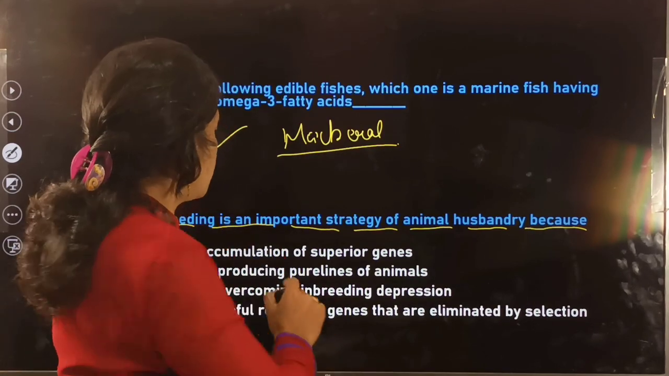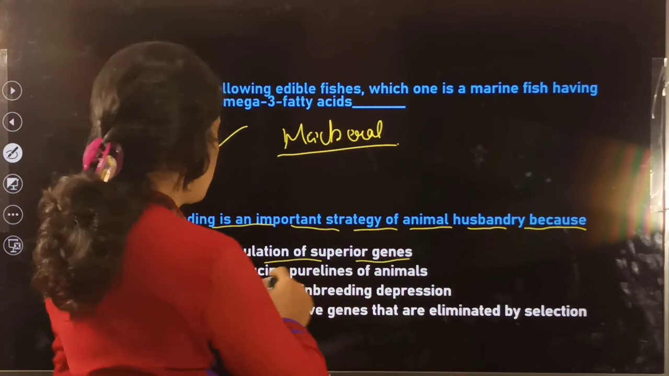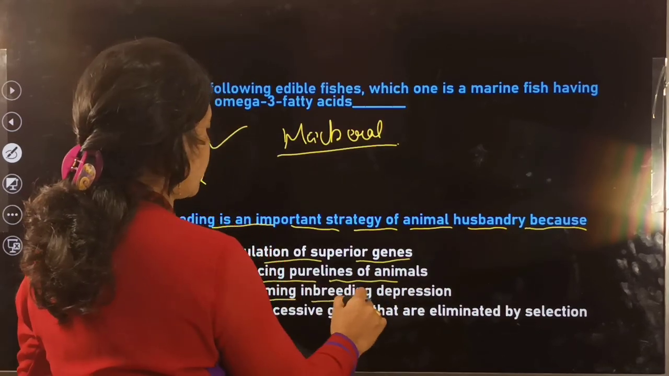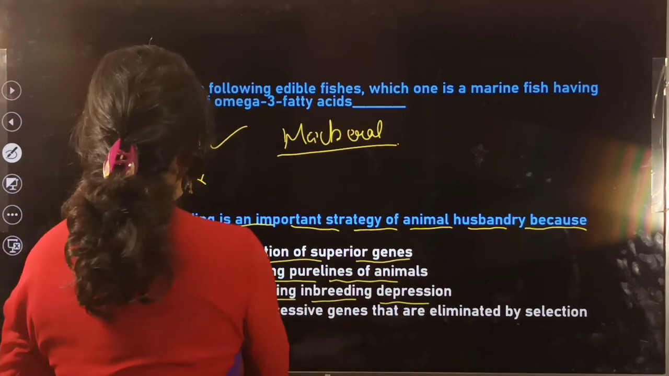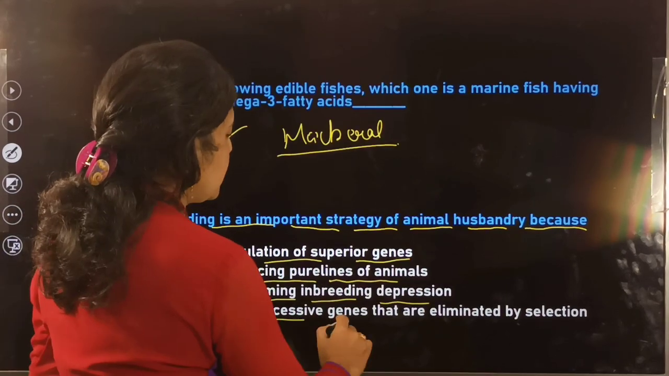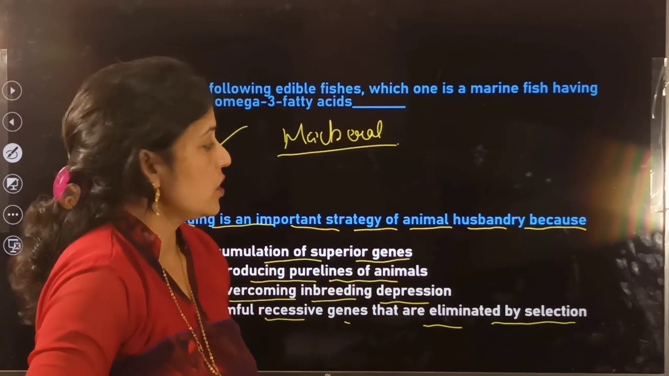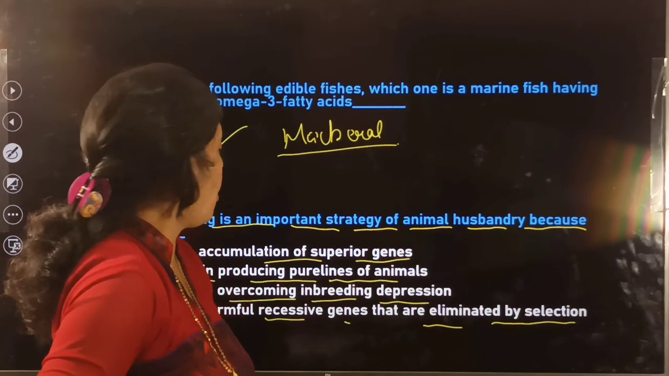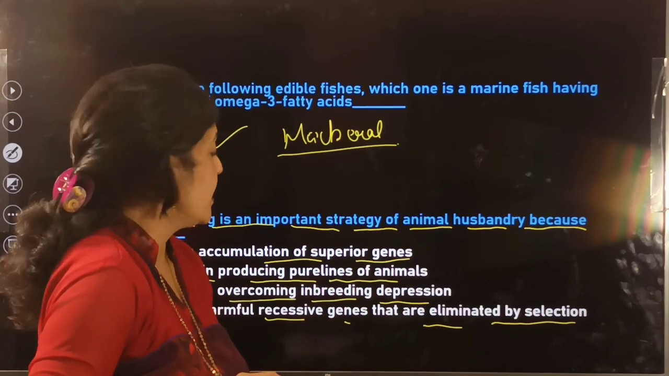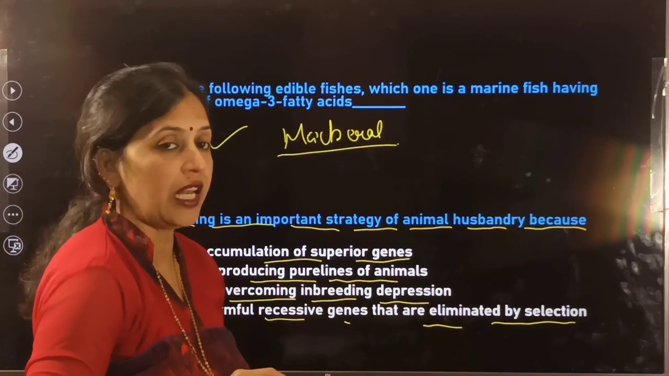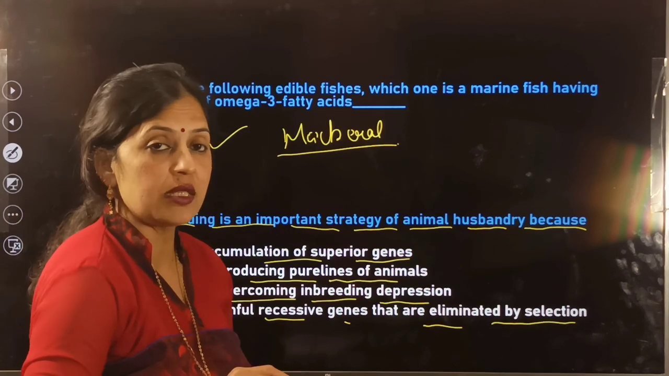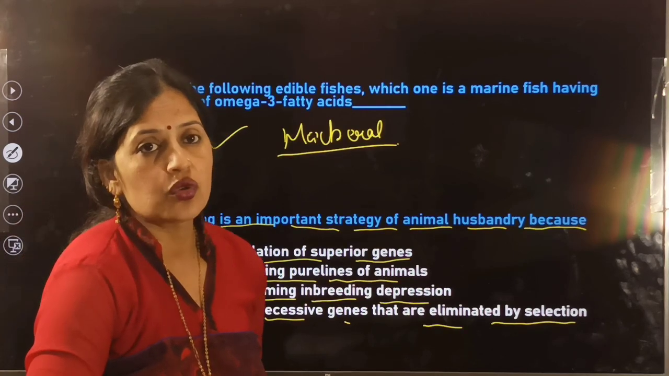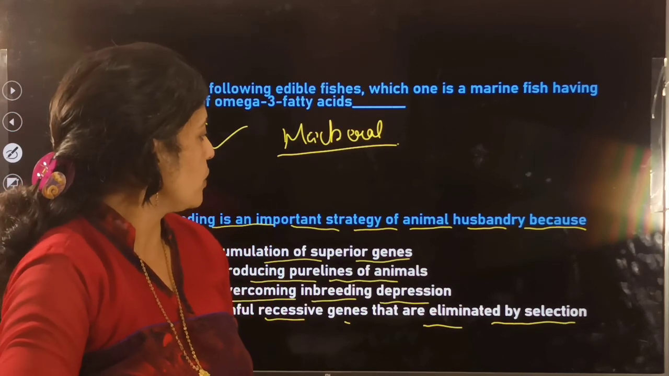Options are: A, helps in accumulation of superior genes. B, is useful in producing pure lines of the animals. C, is useful in overcoming inbreeding depressions. And the last one, exposes harmful recessive genes that are eliminated by the selection. So here four options are there for the question number 4. Which is the right option?